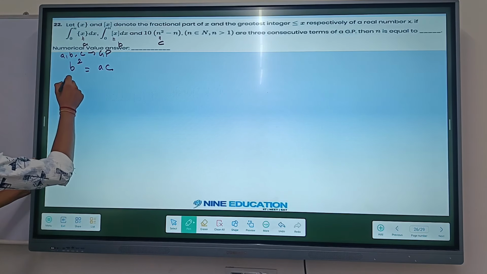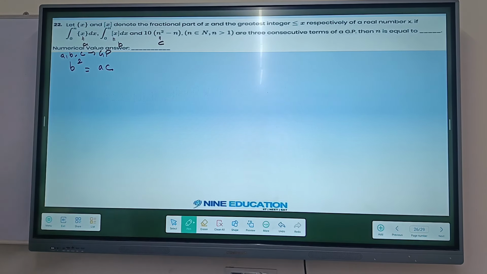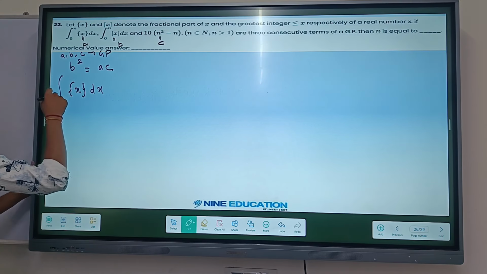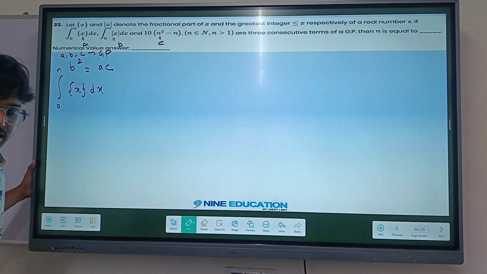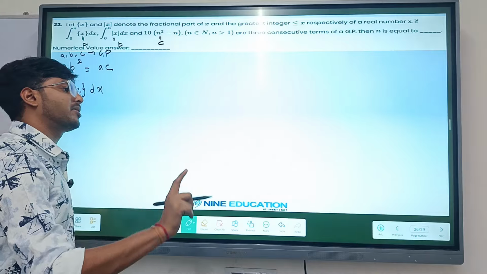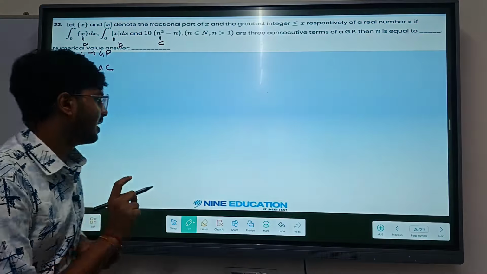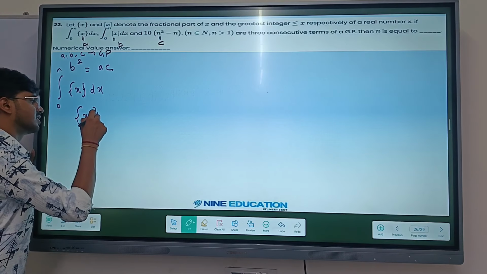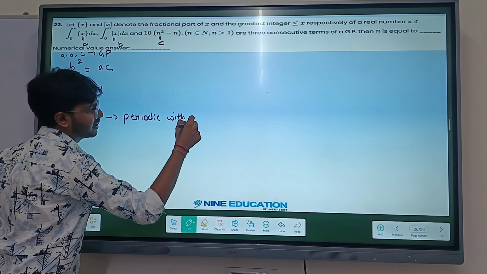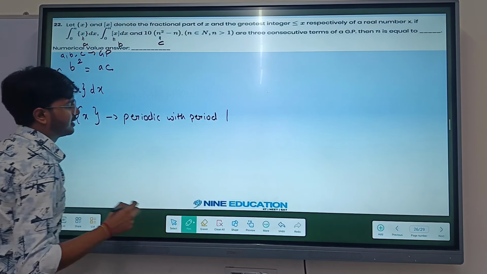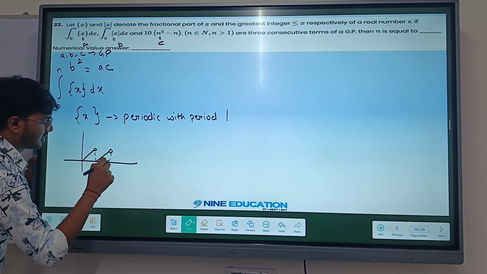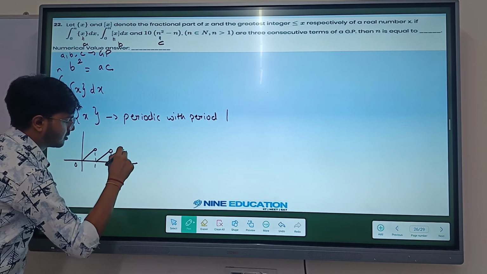Now let's simplify. We have greatest integer x, we have fractional part of x. Now integration from 0 to n of fractional part of x dx. Now fractional part of x is a periodic function, with period 1. If you remember, what is the graph of fractional part of x? Something like this. This is the graph of fractional part of x, 0, 1, 2 and so on.